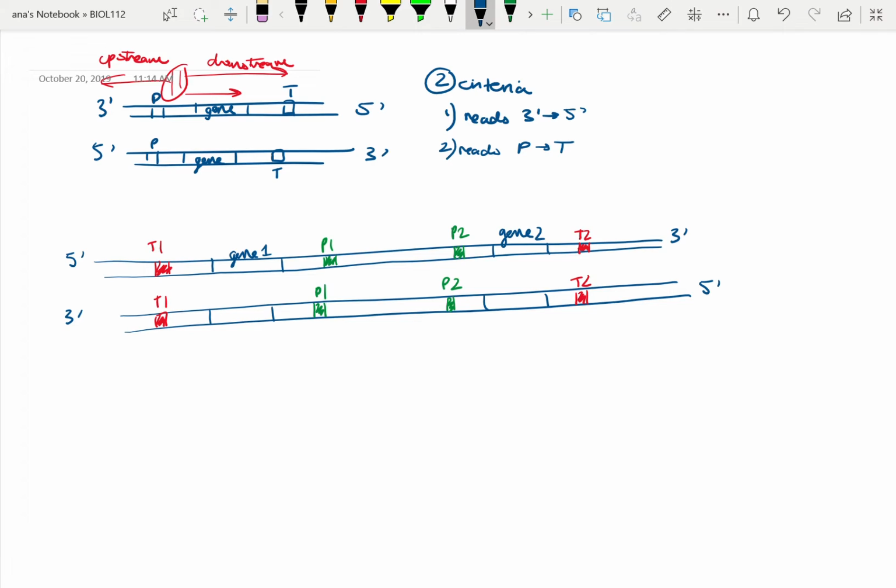So let's say it bound to the bottom strand. It would go from there to there. That means it would move 5' to 3', right? Because the strand is 5' to 3', which is not what we want. It doesn't satisfy the two criteria. So we know it has to interact with the top strand. That's the strand it's going to read.